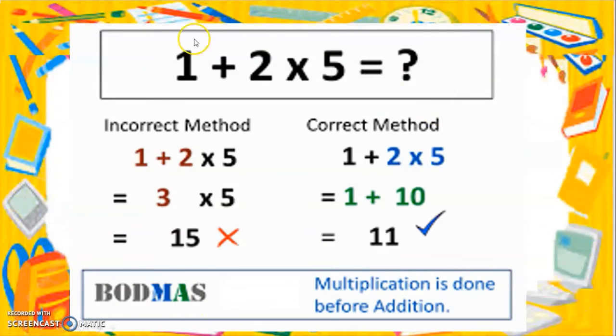This is the common mistake we make. We just do the operations from left to right instead of following the BODMAS rule. Okay, so you are not going to add first then multiply. You need to think of BODMAS, which is multiply first before add. So let's multiply: 2 times 5 is 10. Then you add 1, which equals 11.